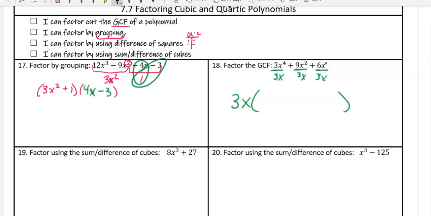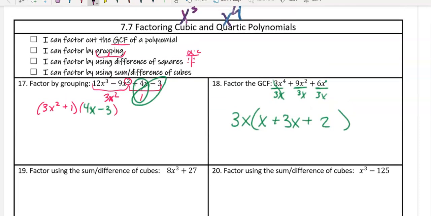So 3x to the 4 divided by 3x. 3x and 3x cancel out, and we're left with 1x. 9x squared divided by 3x. Well, 9 divided by 3 is 3. X squared minus x to the 1 is just x. Next, we have 6x divided by 3x. Well, 6 divided by 3 is 2. X divided by x is 1. So our final answer is 3x times x plus 3x plus 2.